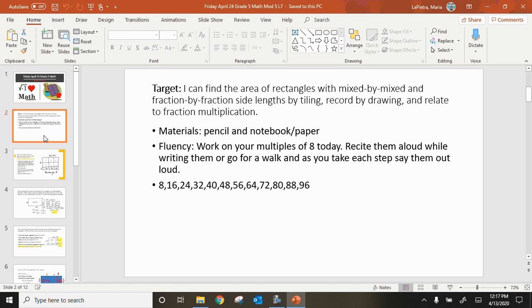Before we start, let's do our multiples of 8 today. We will recite them out loud while writing them, or while you're walking, you can take each step and say them out loud. So ready? Let's begin. 8, 16, 24, 32, 40, 48, 56, 64, 72, 80, 88, 96. You guys should be getting really good at these.